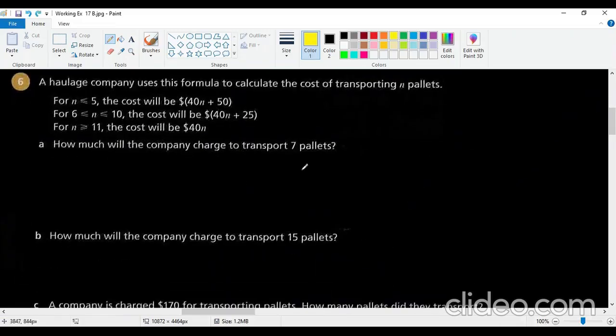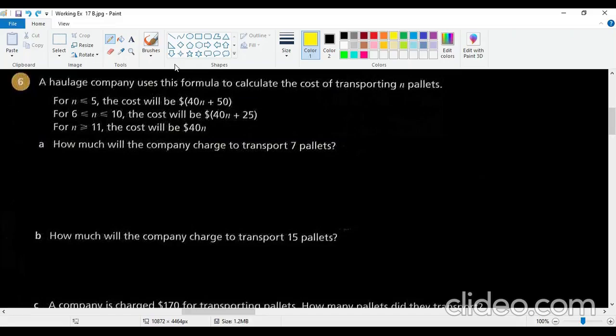It says in this question, a haulage company uses this formula to calculate the cost of transporting n number of pallets. For less than 5, the cost would be 40n plus 50. If it is between 6 to 10, the cost will be 40n plus 25, which is less. And for 11 or more than 11, the cost is going to be 40n. Between 6 to 10 is going to be 40n plus 25, and if it is less than 5, it's going to be 40n plus 50.